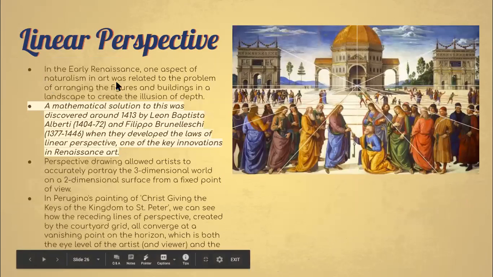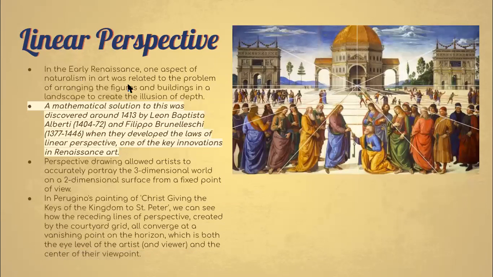All right, so in early Renaissance, one aspect of naturalism in art was related to the problem of arranging the figures in buildings in a landscape to create the illusion of depth. Okay, so this is something that they were really focused on. They wanted to depict depth more accurately in paintings and that sort of thing. So there was a lot of experimenting, a lot of exploring in this area. Okay, and this is something that a lot of the Italian artists were playing around with.